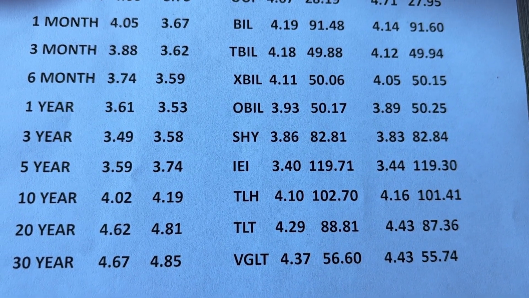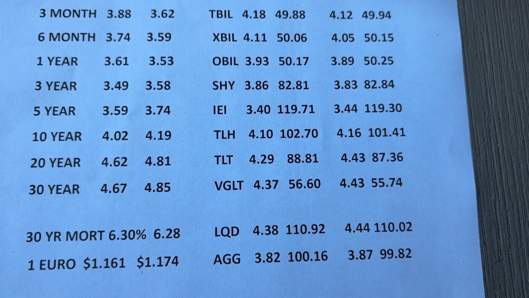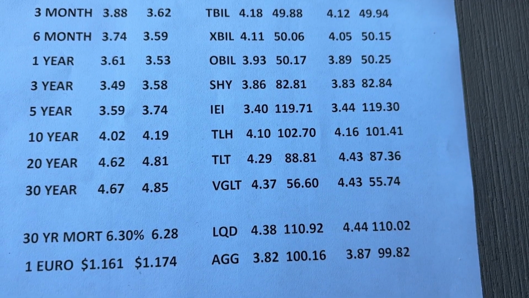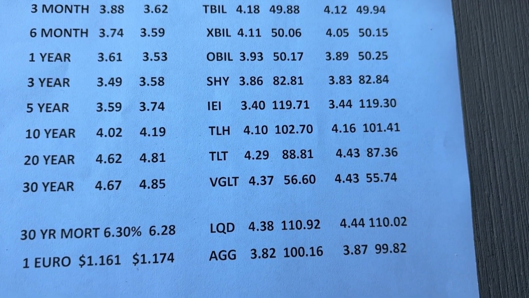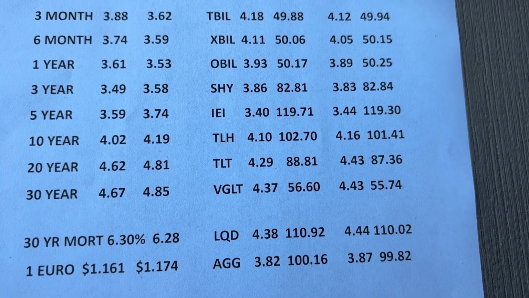But as a result of what's happened, not much change in the 30-year mortgage. When I last checked, the 30-year mortgage was down ever so slightly from 6.3 to 6.28, but hardly much to encourage home buying or to make it any easier.